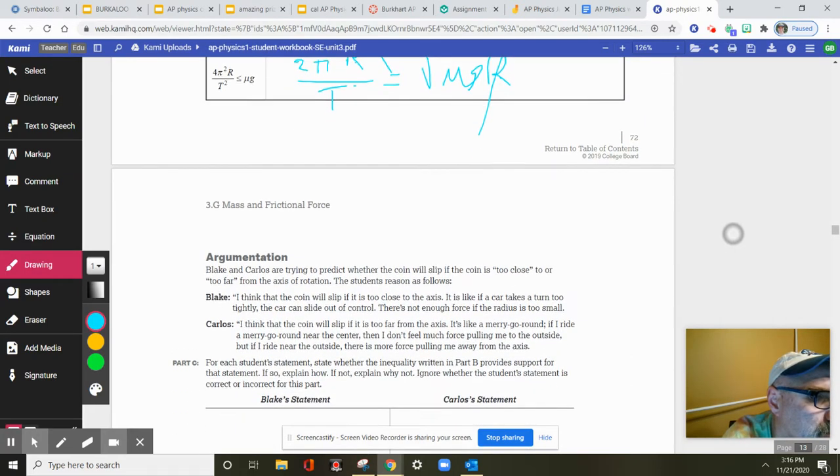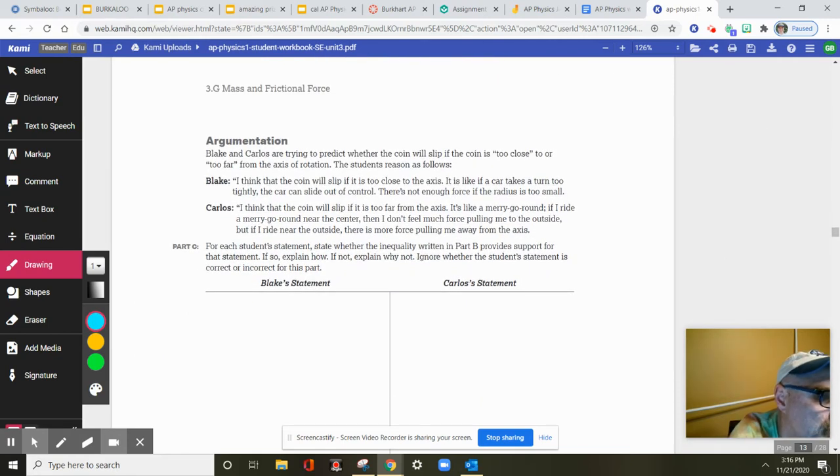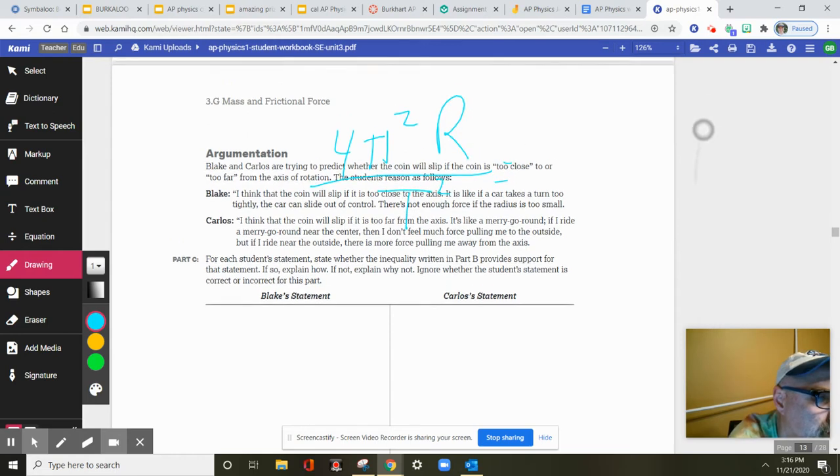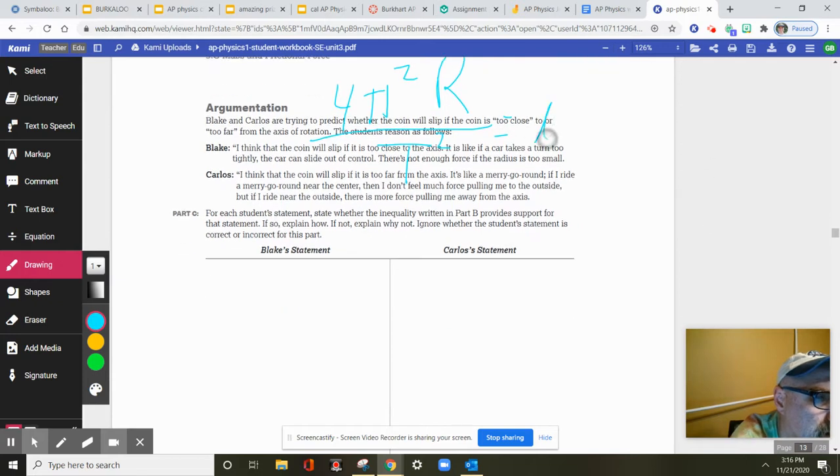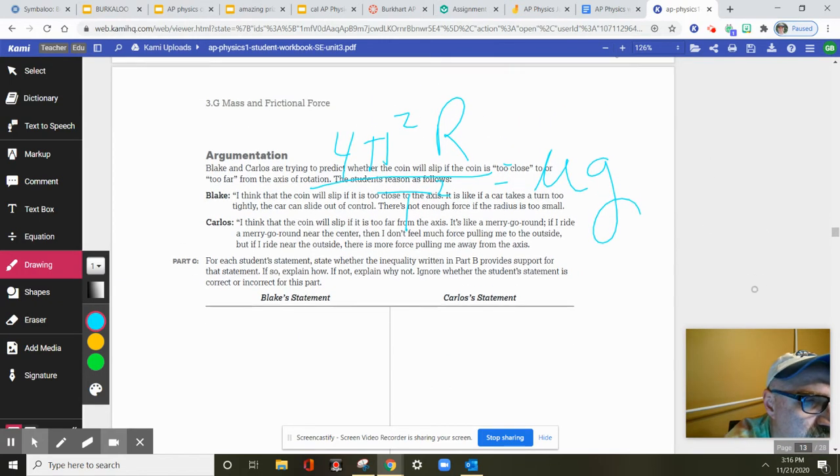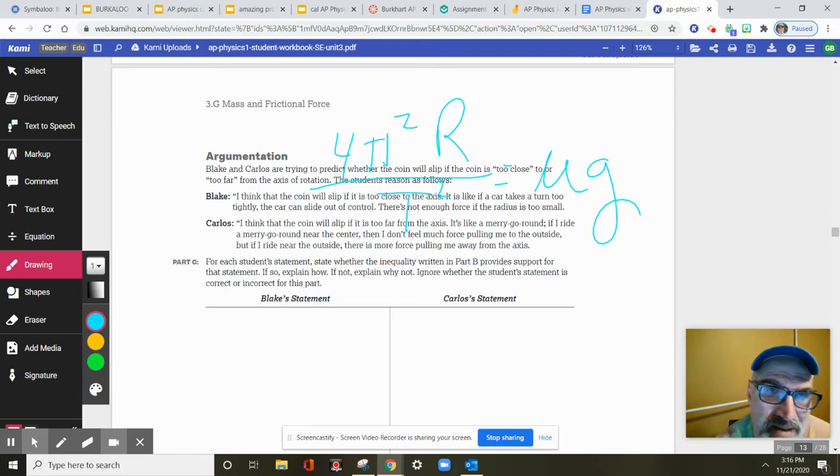The inequality written was, let's review, 4 pi squared r over period squared is equal to mu g. All right, so mu is constant, g is constant, the period is constant, right? Because no matter where you are on the record player, whether you're at the middle or on the edge, it's going to take you the same amount of time to go around in a circle. Even though the circles get bigger, the amount of time stays the same.